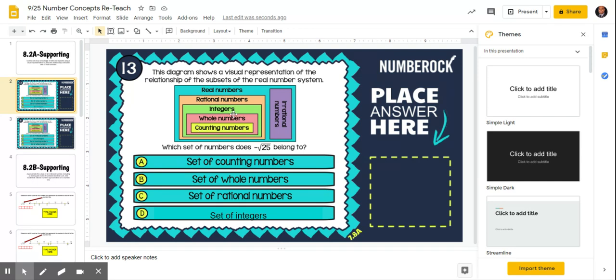0. So, with that being said, the diagram shows a visual representation of the relationship of the subsets of the real number system.